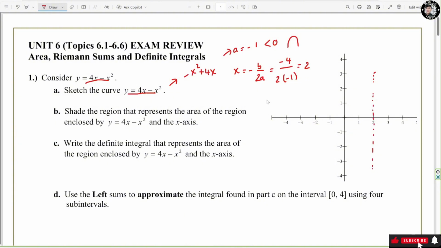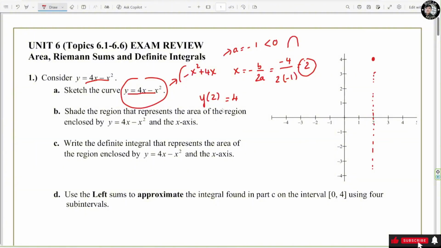Now we need to find the vertex. So substitute 2 for x back into the equation right here. So we have y of 2 equals 4. So right here is the vertex.